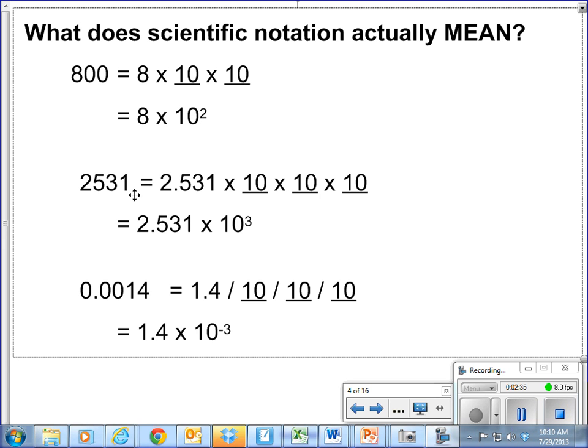You can also have numbers that would have digits past the decimal. 2.531 times 10 would be 25.31. Times 10 again would be 253.1. Times 10 again gives you the original 2,531. So this is another way to express that. You can also have numbers that are less than 1, and instead of multiplying now, you're dividing by 10. And so in this case, we have the tenths, the hundredths, and the thousandths place. So we're going to divide by 10 3 times.